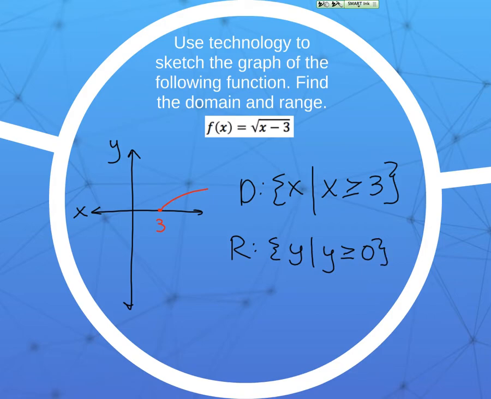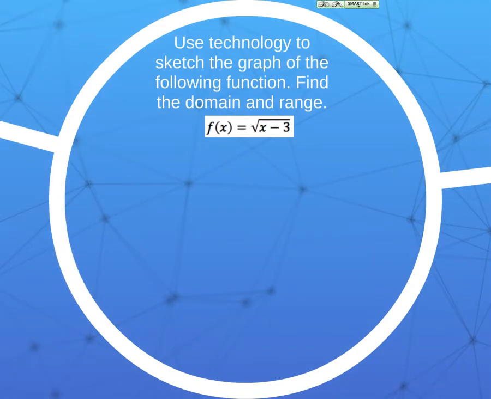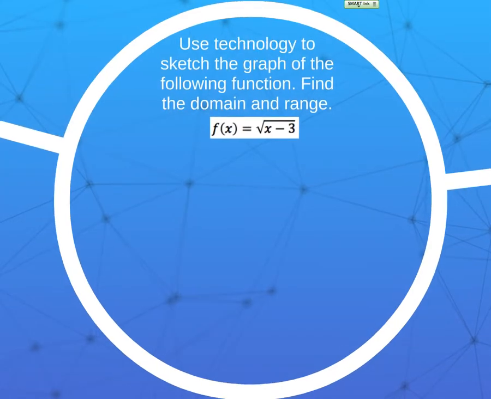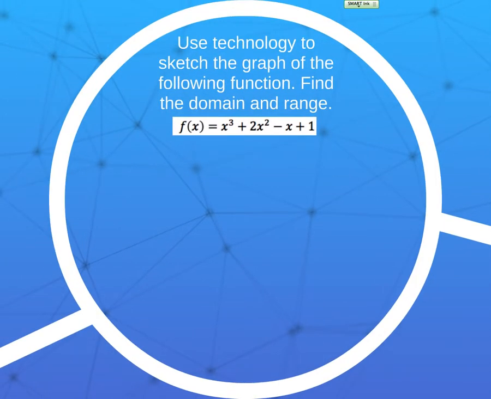So using that technology to get that picture for our domain and our range. Any questions? Again, we've got 3 more, so we're going to look at a bunch of different ones here. Okay. So next up is x cubed plus 2x squared minus x plus 1.